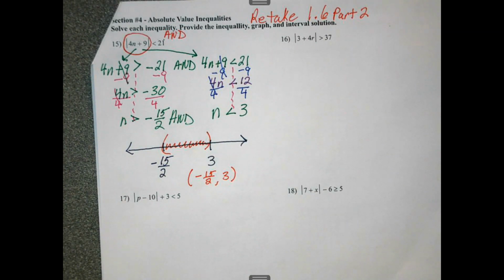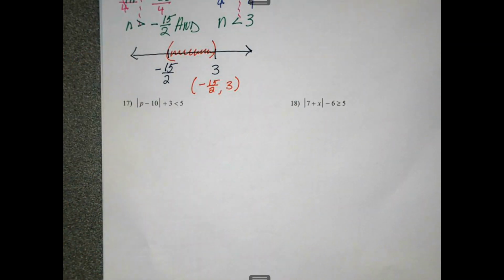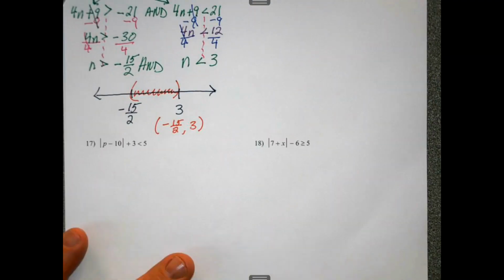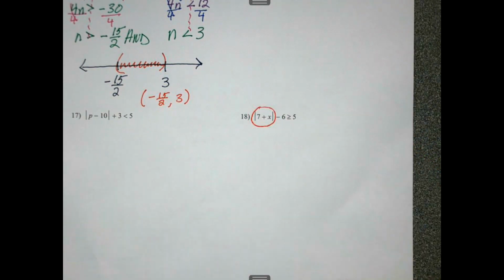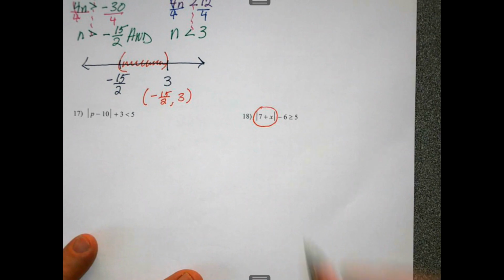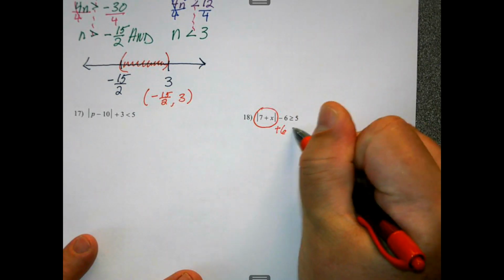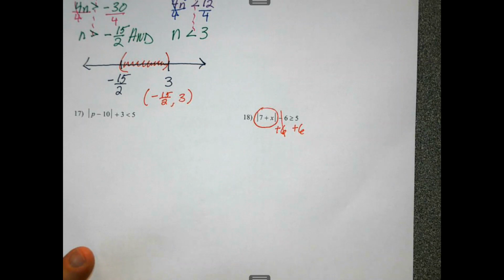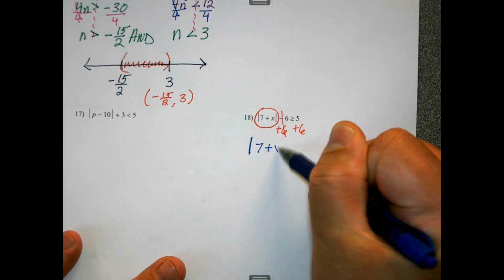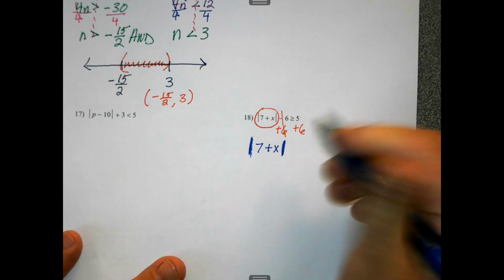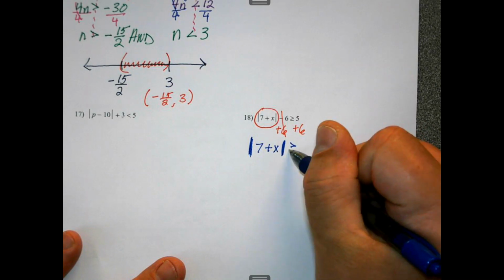And the last one I'm doing. You know what? Let's do 18, because I did an and problem already. I want to do an or. I have to isolate the absolute value bars, so I have to add 6 first of all. So I get the absolute value of 7 plus x is greater than or equal to 11.